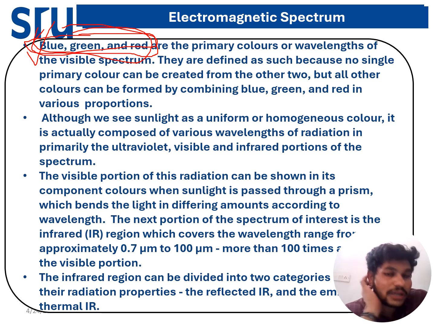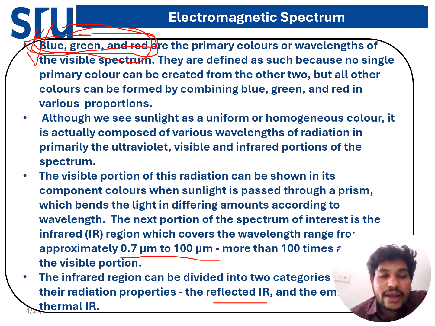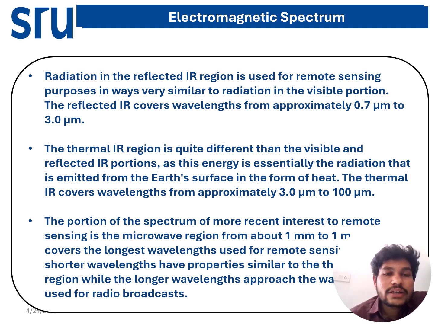The next portion of the spectrum in which we are interested is the infrared radiation, which covers the wavelength 0.7 to 100 micrometers. Infrared regions are divided into two categories: reflected infrared and emitted or thermal infrared. Radiation in the reflected infrared region is used for remote sensing purposes. It's almost similar to the visible portion. The reflected infrared wavelength ranges from 0.7 to 3 micrometers.